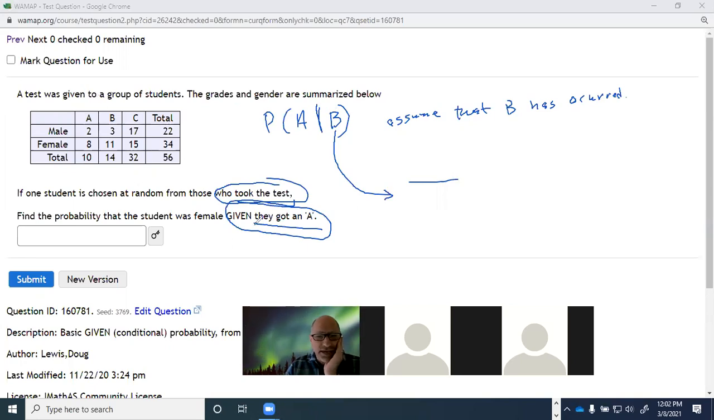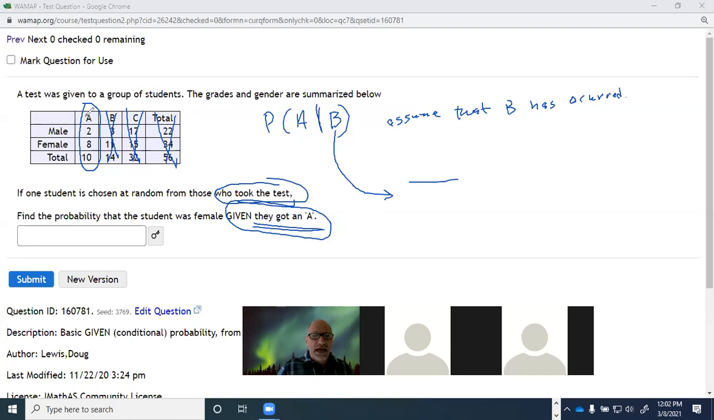So if they have to have gotten an A, we have to look down the A column, because we're finding the probability that the student was a female given they got an A. That means we aren't concerned with those people who got a B. We aren't concerned with the people who got a C. We aren't even concerned with the total, because they're telling us that they already got an A. We know this is only from the A group. So now, basically all you do is you look down that A column.